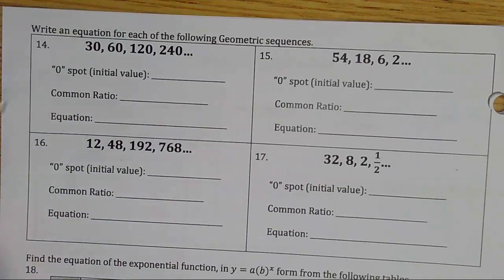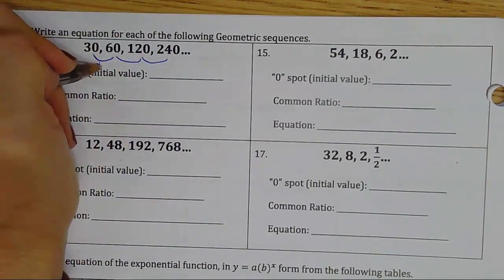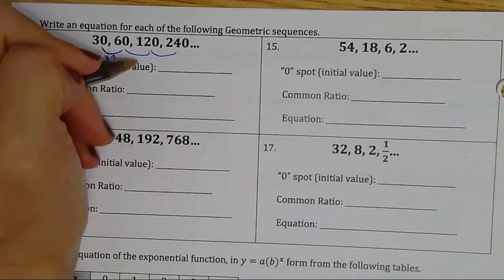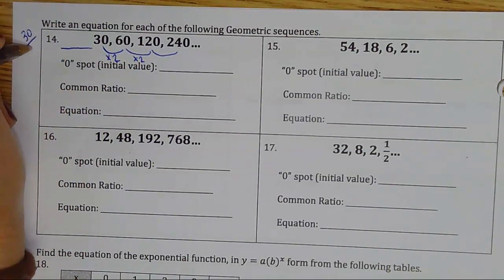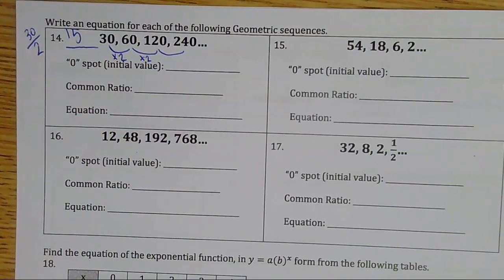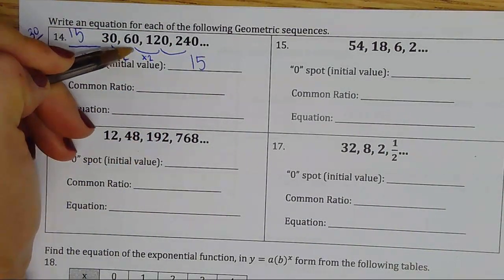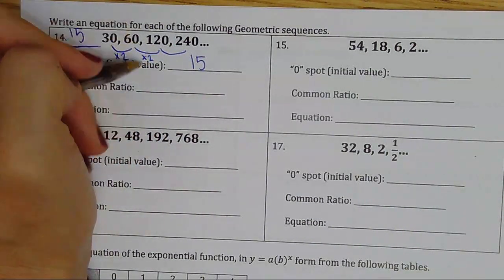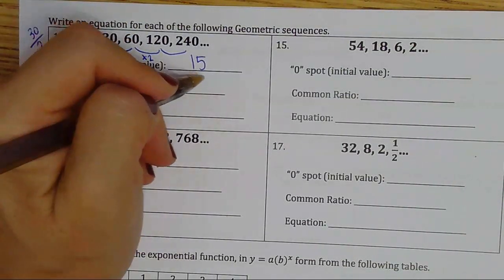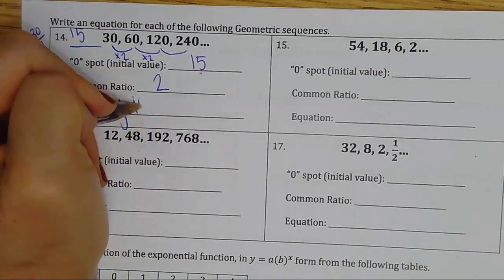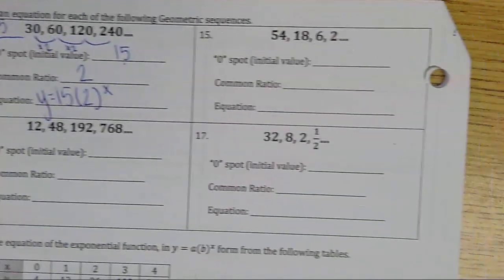Okay, so what we want to look at is what's happening from each term, and hopefully you see that it's multiplying by 2 each time, which means to find our 0 value, we have to divide by 2. So 30 divided by 2 is going to give us 15. That is going to be our 0 spot. All right, my common ratio is what I multiplied it by to get from each term to the next, and in that case, that is 2. So my equation then looks like this: y equals my initial value, my 0 spot, 15, times 2 to the x.